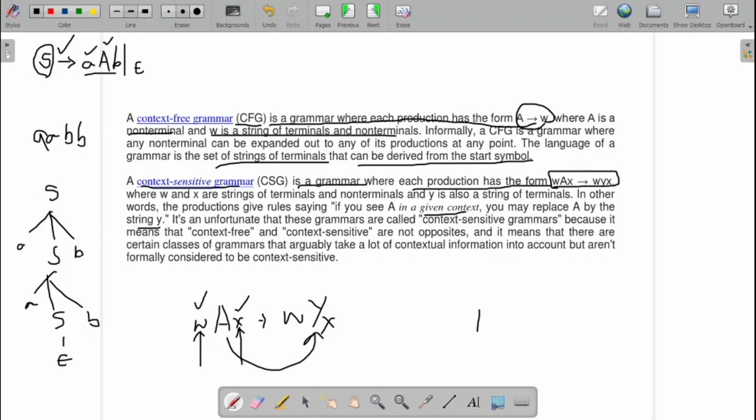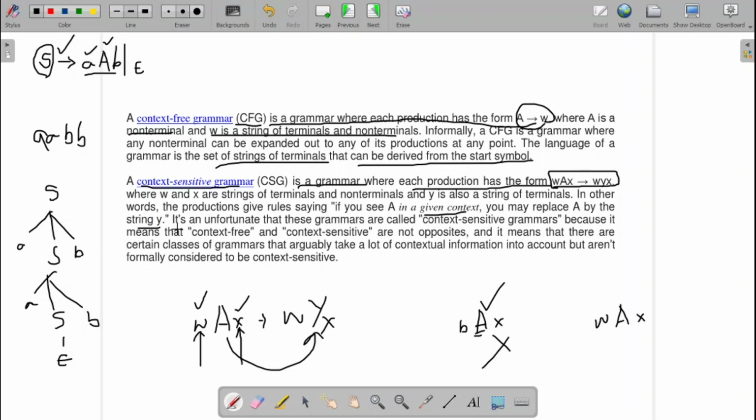If I have A which is followed by b and then x, in this case I can't replace it with y. To replace this A, it must be preceded by w and followed by x. Only in this circumstance, in this context, can we go for replacing it.